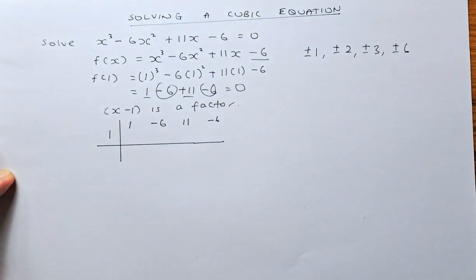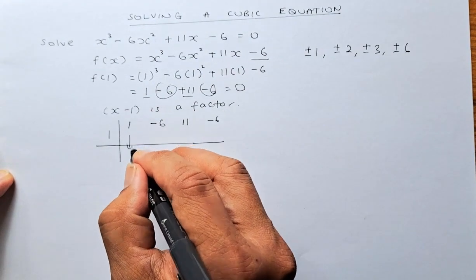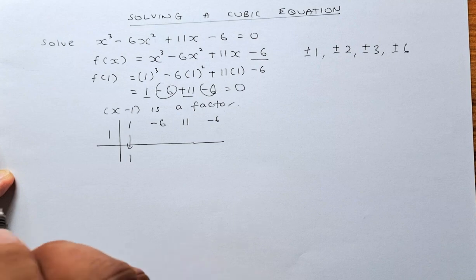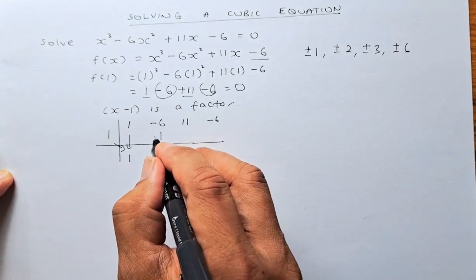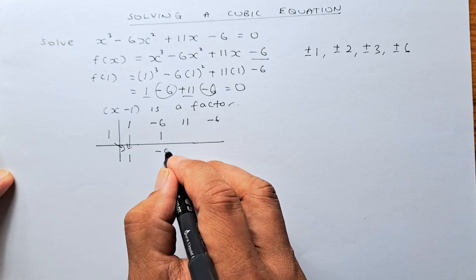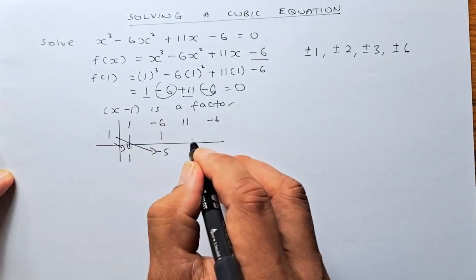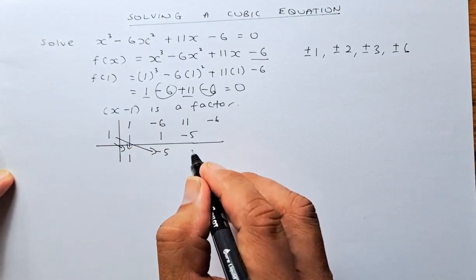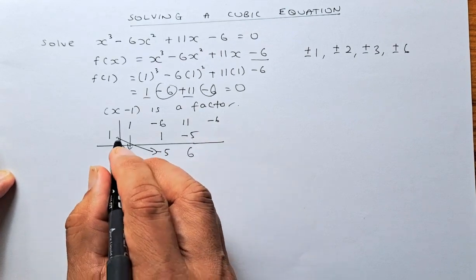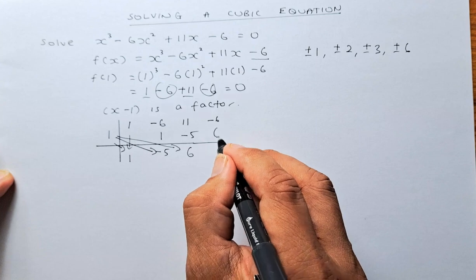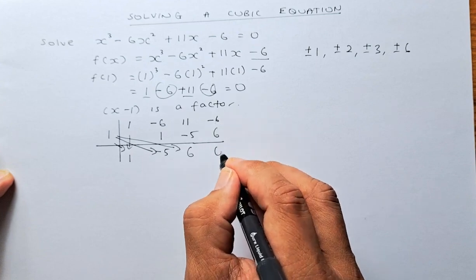So the first step, you're going to bring down the 1. So this comes down, so 1. And then you're going to multiply diagonally. 1 times 1 is going to be 1. So minus 6 plus 1 is going to be minus 5. Then 1 times minus 5 is going to be minus 5. And then 11 minus 5 is going to be plus 6. And then 1 multiplied by 6 is going to be 6. And minus 6 plus 6 is going to be 0.